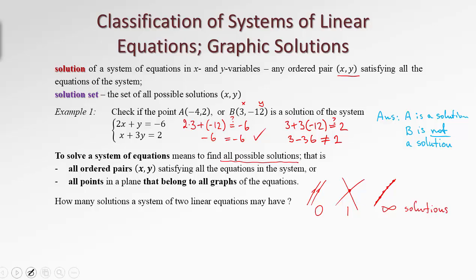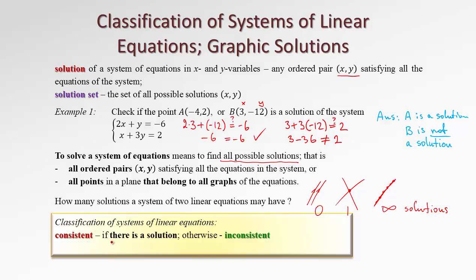We may classify those systems. The first classification is with respect to the solutions. If we have a solution, at least one, then such a system will be called consistent.